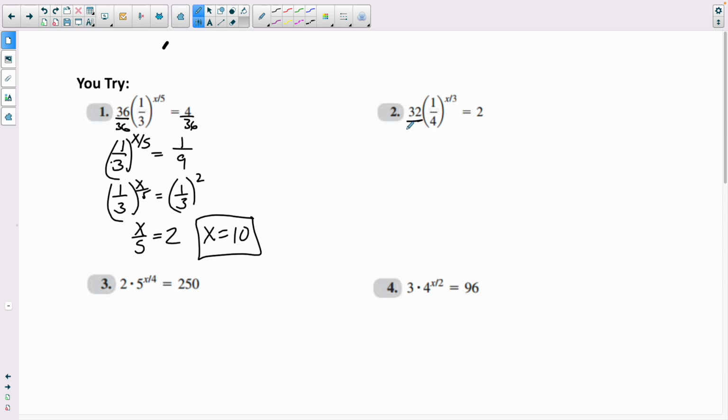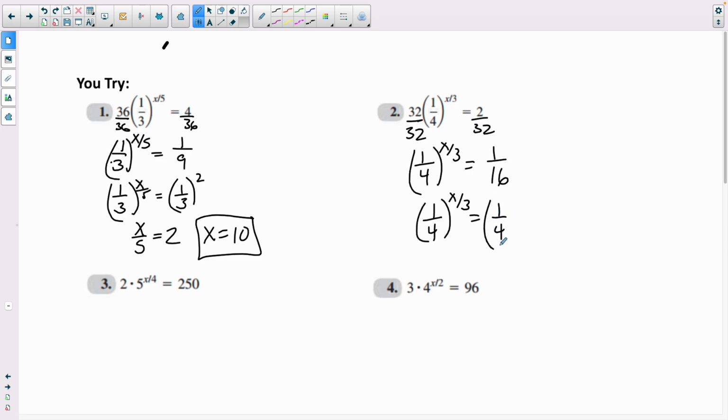Number 2, I'm going to do the same way. I'm going to start by dividing by 32. That's going to leave me with (1/4) to the x over 3 is equal to 1 over 16. 1 over 16 is the same as (1/4) squared.